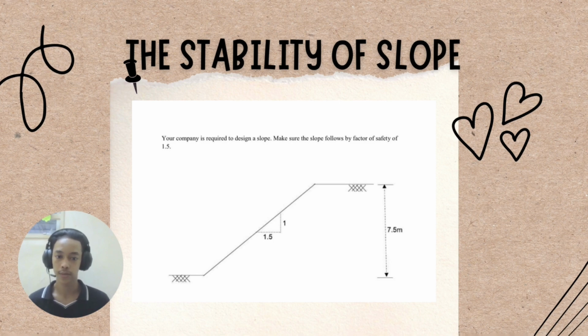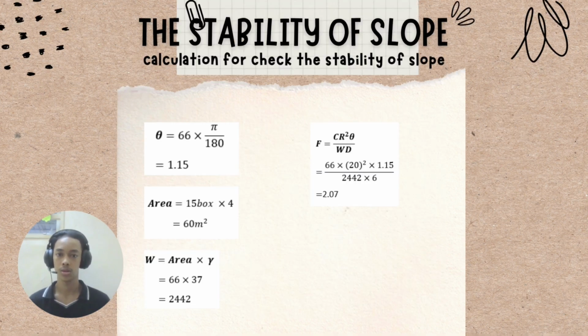Today I'm going to talk about the calculation for the stability of slope. This is our question for today. So on the previous presenter, my friend already got the answer for the triaxial test, which means at this time we can find the stability of slope calculation.